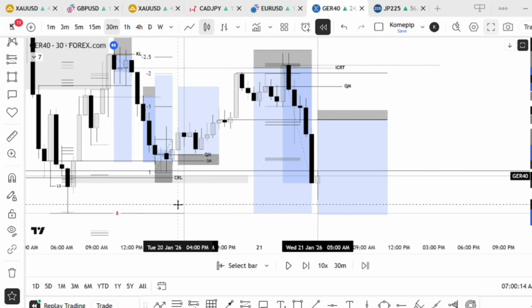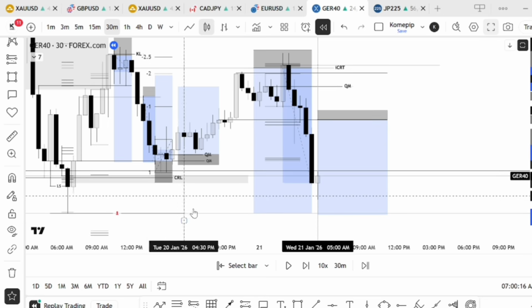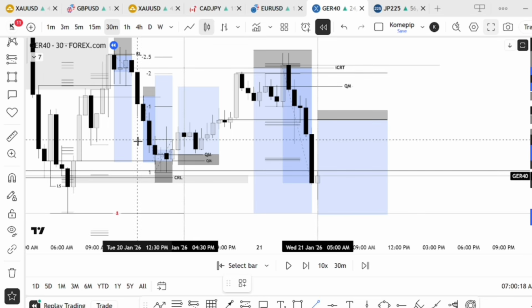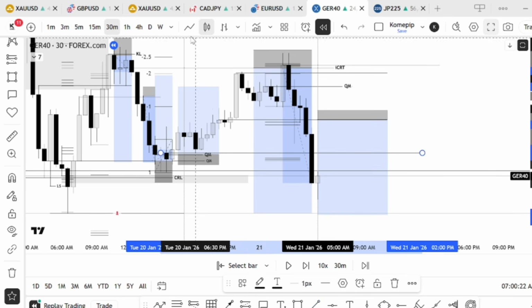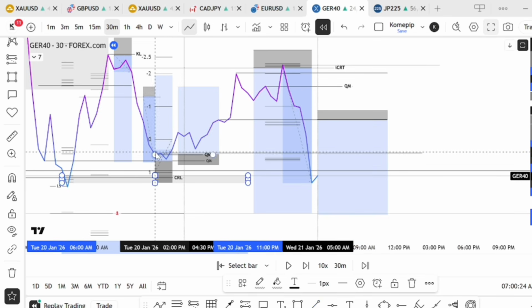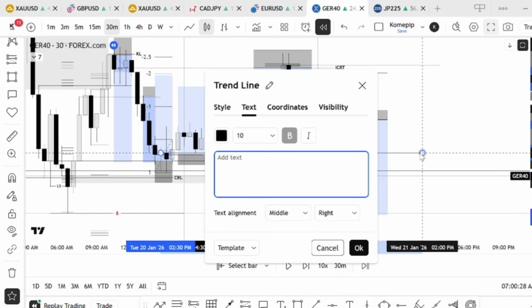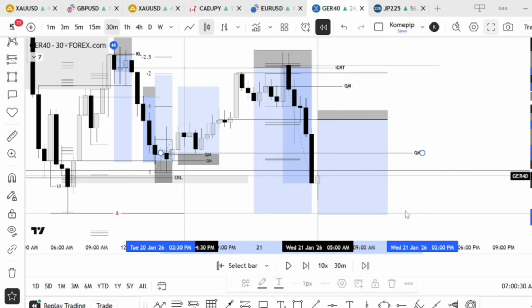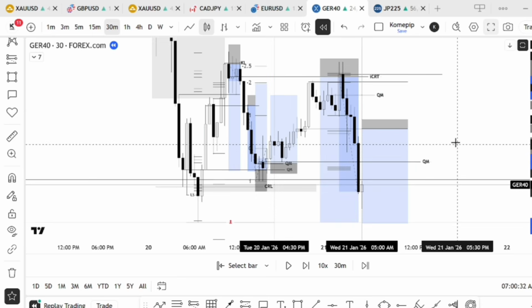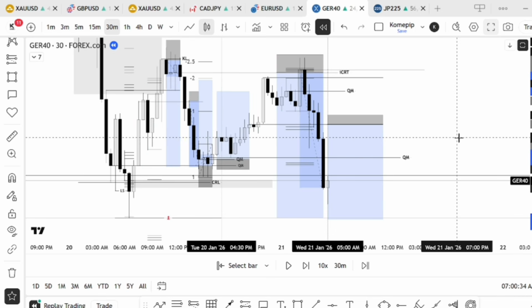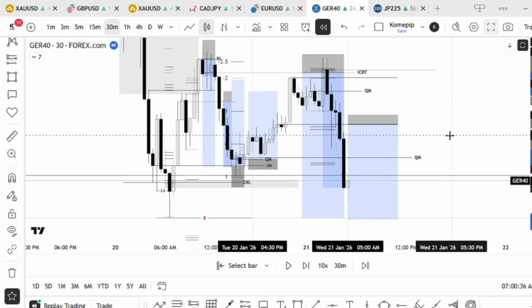So what else can you see? Okay, yes, this is a very nice QM level. If we go to the line chart, you can see it right there. That's a very nice QM level. Now, QM levels are very, very powerful when paired correctly. They are very, very powerful.